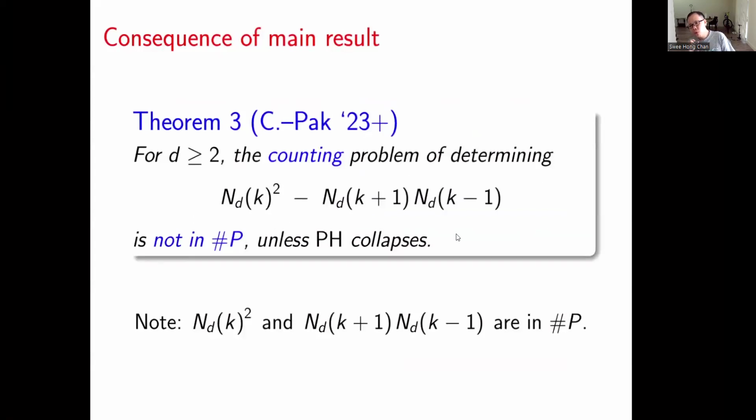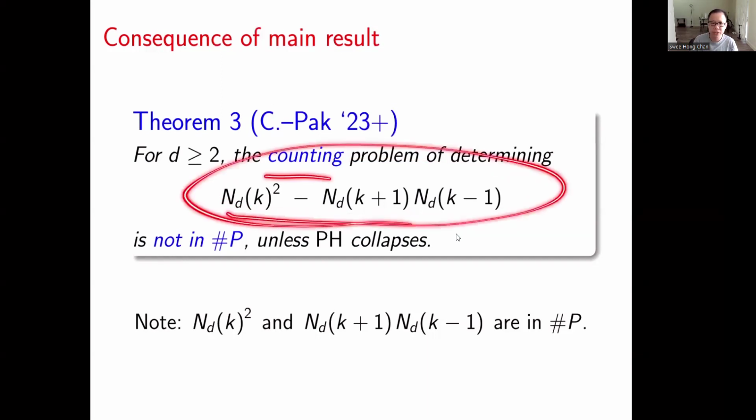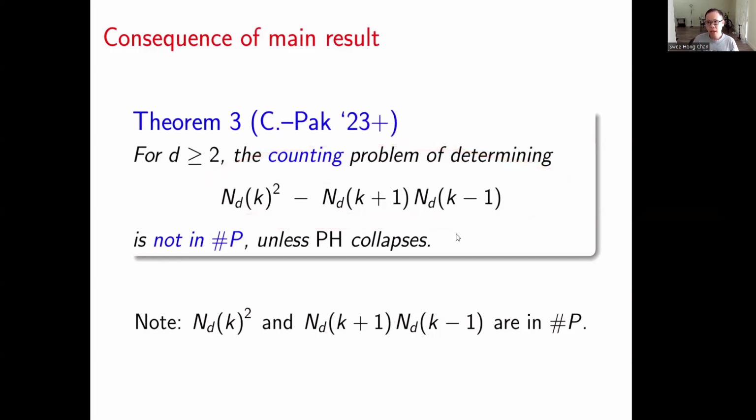To do this, let us focus back on the Stanley inequality and consider the difference, and notice that it follows from the Stanley inequality that this difference is a non-negative integer. And therefore, we can construct a counting problem which will determine the exact value of this difference. Okay? And now it follows almost directly from our main result that this counting problem is not in sharp P, where sharp P is the class of counting problems where the number can be expressed as the number of accepting paths for a non-deterministic Turing machine.